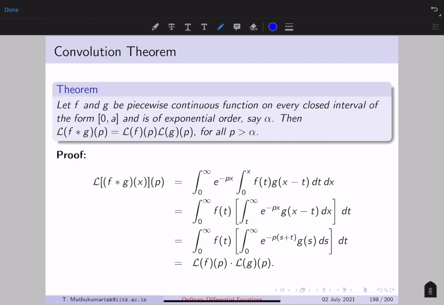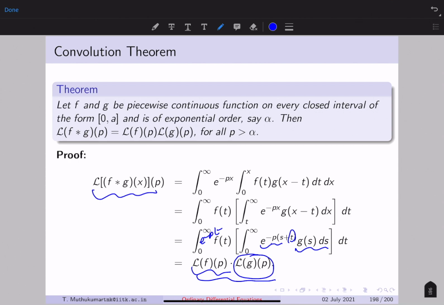So this e power minus pt term will come out here, and what remains is e power minus ps g ds, 0 to infinity, which is the Laplace transform of g. Now that is independent of t, so that will come out. What remains is the Laplace transform of f. So the Laplace transform of the convolution is nothing but the product of the Laplace transform of the individual functions.